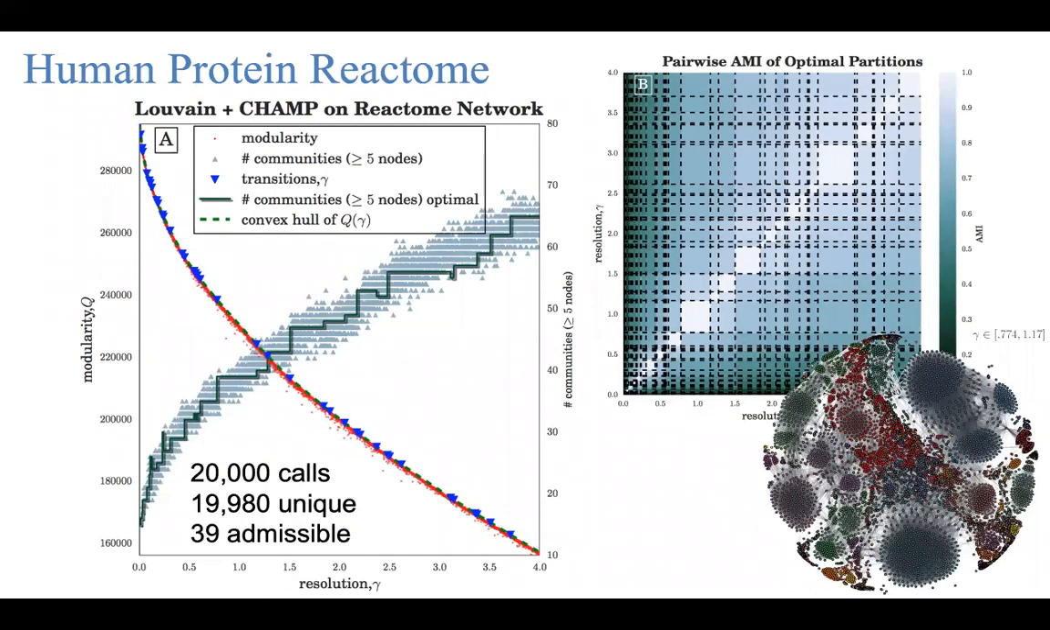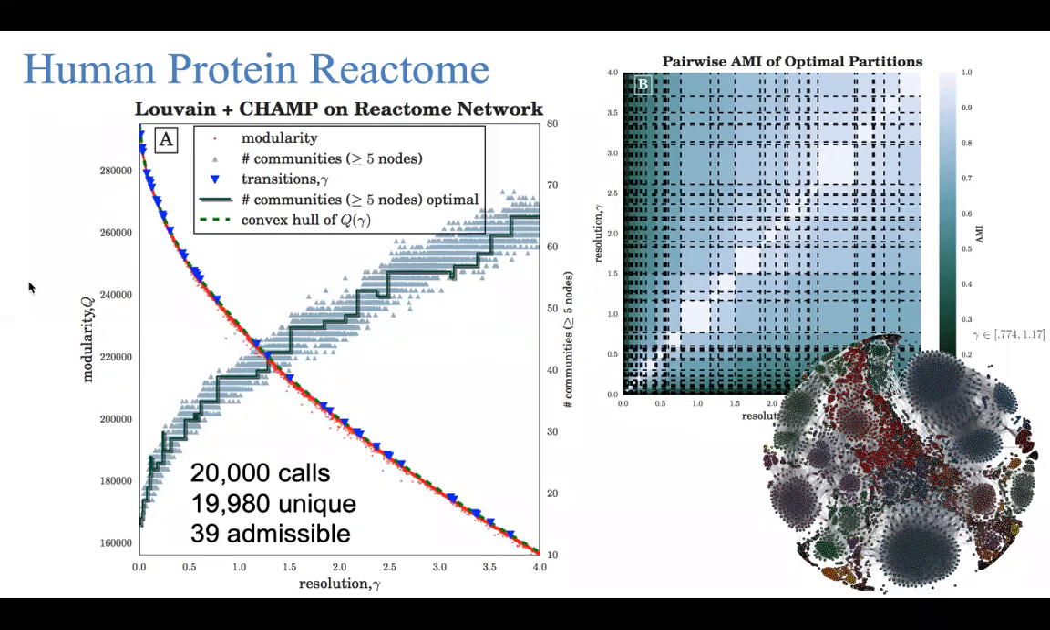So the utility of this method becomes even more apparent on larger, more complex examples. These are just the diagrams that you get if you do this on the human protein reactome network. Basically, the point is to take something that is very noisy: even in this case, with 20,000 different calls to the Louvain algorithm, almost every one of them gave a different partition. 19,980 of the partitions are unique here, but only 39 of those have their corresponding Q versus gamma line anywhere on the upper envelope here.